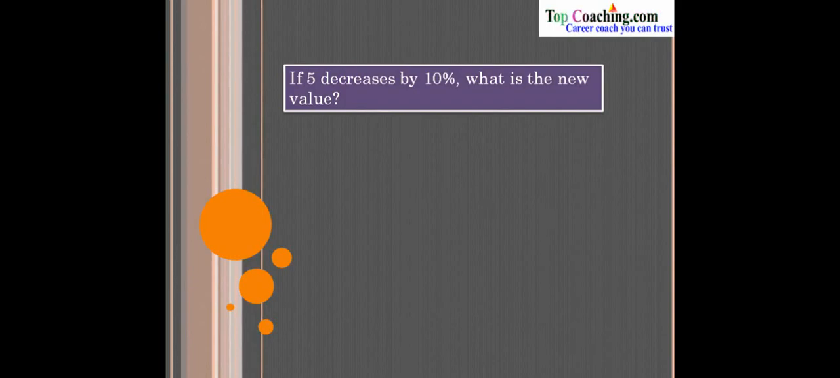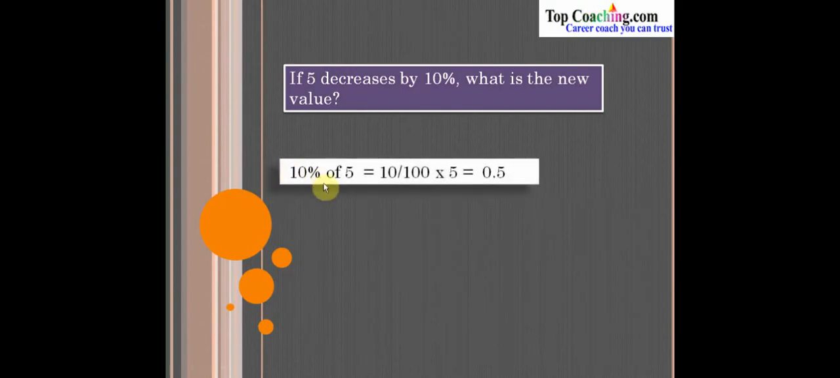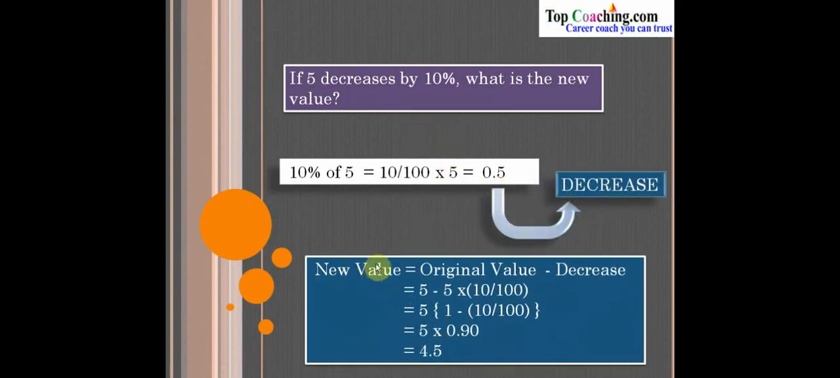Similarly, let's try to solve one more example. If 5 decreases by 10%, what is the new value? Now we are going to decrease 5 by 10%. We have to find out the new value. Then again 10% of 5 is nothing but equal to 0.5, 10 by 100 into 5. Now this has to be decreased from 5. So the new value would be equal to original value minus the decrease. So 5 minus 5 into 10 by 100. This could be written as 5 into 1 minus 10 by 100. Now this expression is nothing but equal to 0.9. So 5 into 0.9 is equal to 4.5. Or this could also be written as 5 minus 0.5, which is also equal to 4.5. So the answer would be the new value is equal to 4.5.